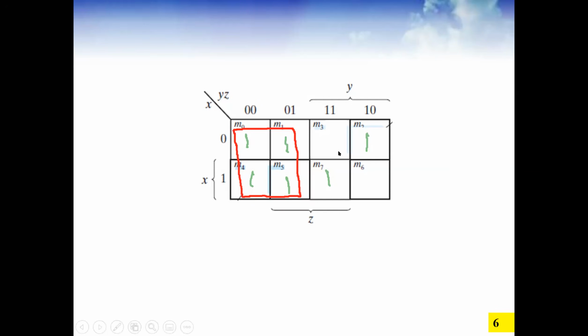Okay, is there a delay or what happened? I try to make, yeah. Can you see now, guys? This group, M5, M7.